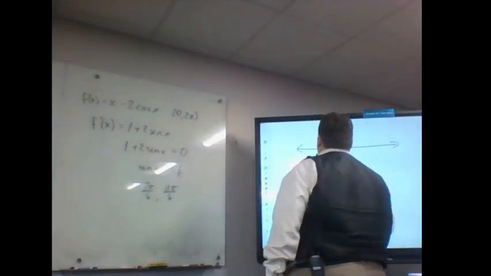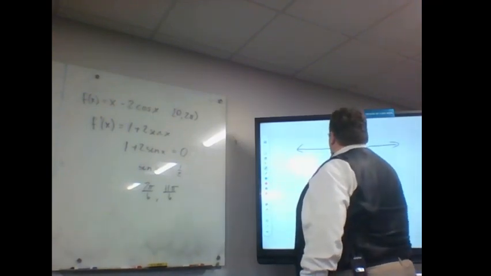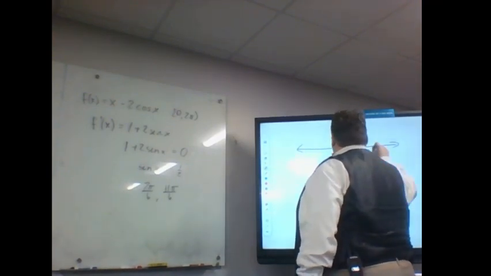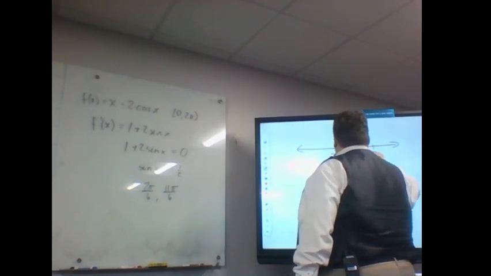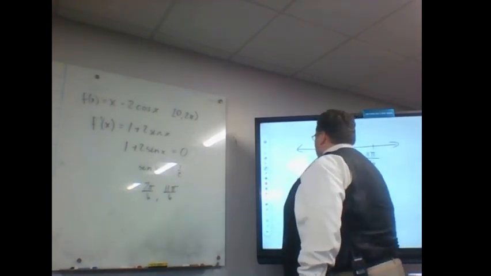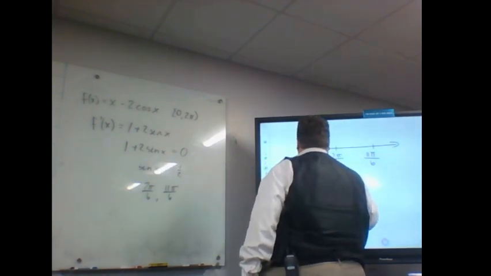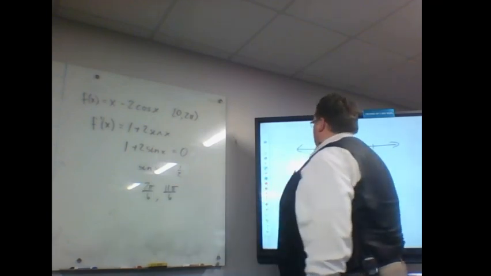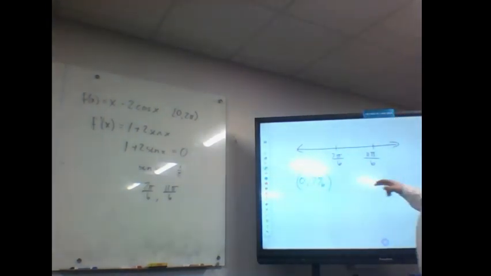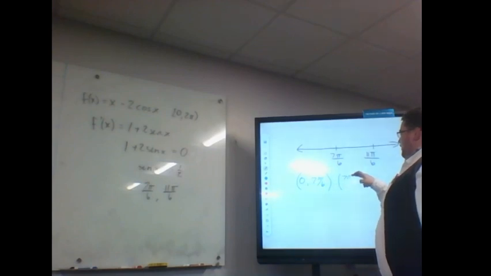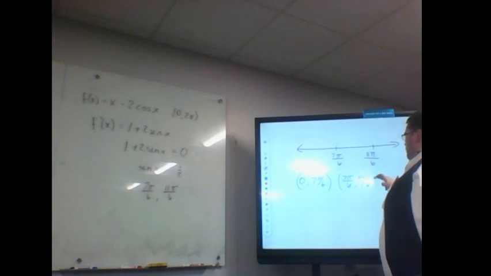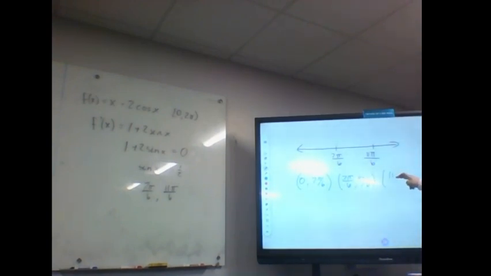Start off, take a little graphic. We have 7 pi over 6 as one critical value, 11 pi over 6 as our other critical value. We need to test the following intervals: between 0 and 7 pi over 6, between 7 pi over 6 and 11 pi over 6, and from 11 pi over 6 to 2 pi. Let's test those three intervals.